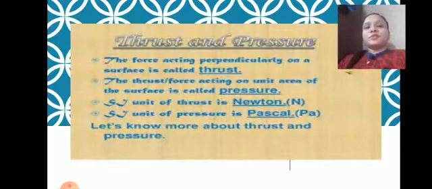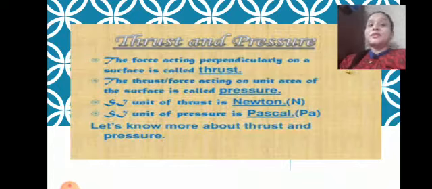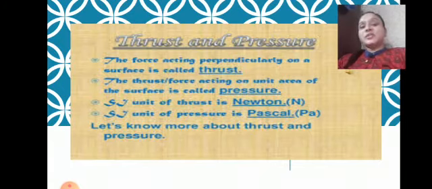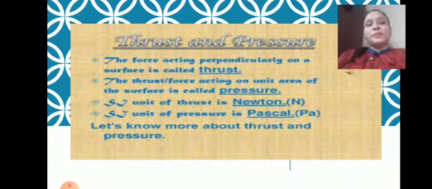So let's see the first, that is thrust and pressure. The force acting perpendicular on a surface is known as a thrust. When the thrust, or the force, acts on unit area of the surface, then it is known as pressure. The SI unit of the thrust is Newton, that is capital N, and the SI unit of the pressure is Pascal, that is Pa. Let's know more about the thrust and pressure.